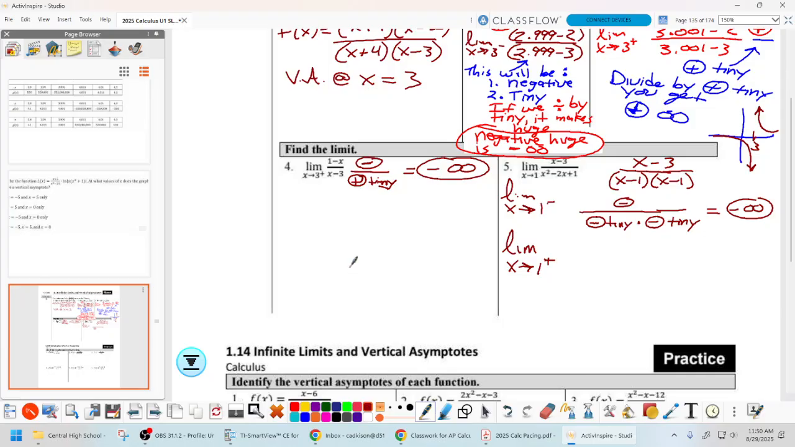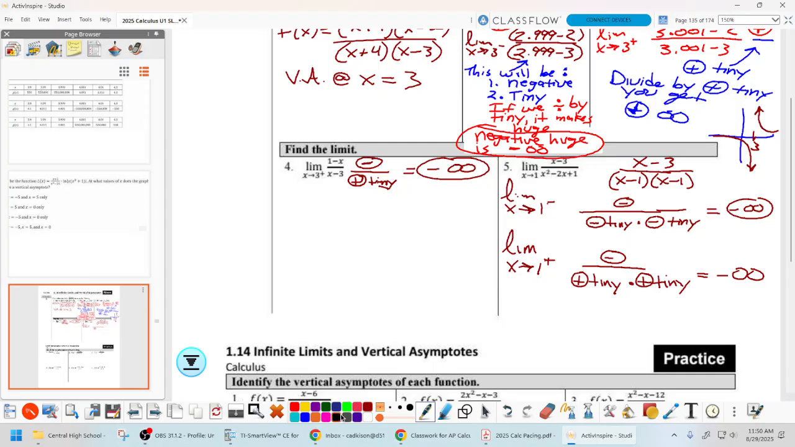Alright, now we're coming in from just above 1, which is still going to be negative on top. It's still going to be tiny times tiny on the bottom, because it's just barely bigger than 1. But now it's going to be positive on both of these. So did that change our final result? No. This is still going to be negative infinity, okay?